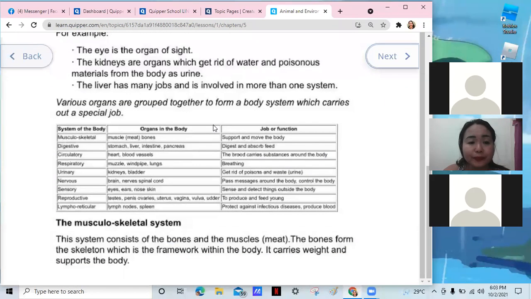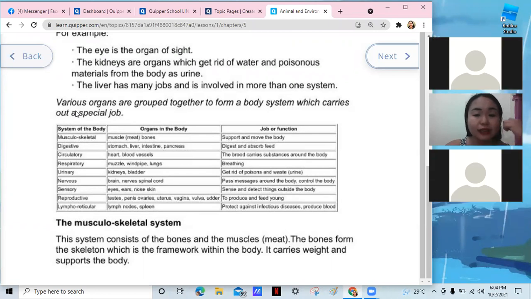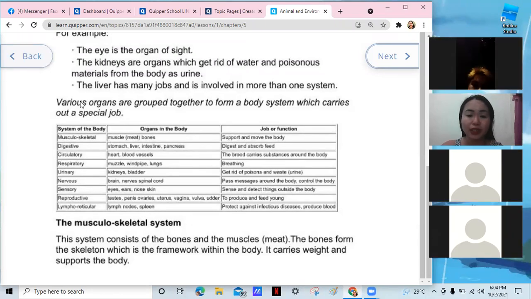Do not drink a lot of alcohol. I know, that's the liver. The liver has many jobs also, which are involved in more than one system. The liver is mostly affected if we are not healthy, if we don't eat healthy foods. Too much salt, for instance, or too much sugar can also make our kidneys and liver work harder.